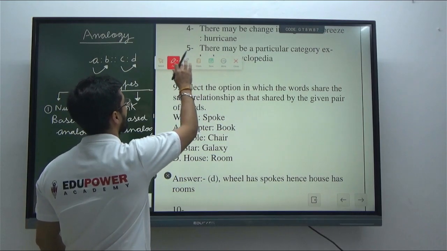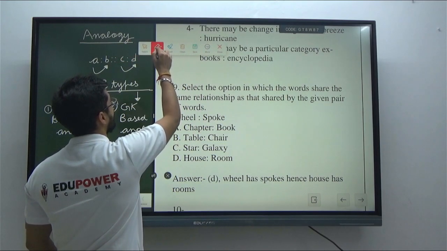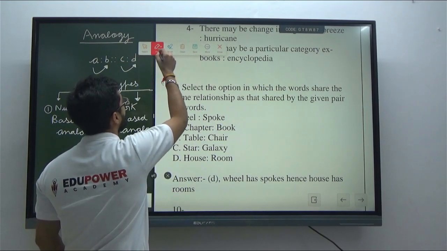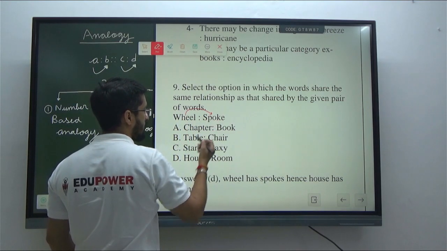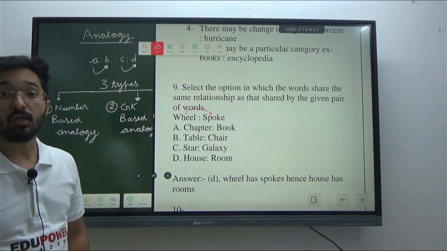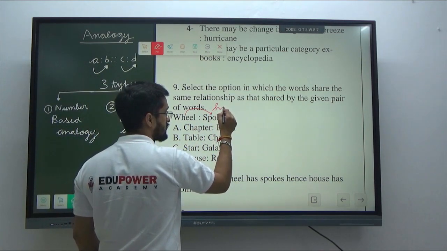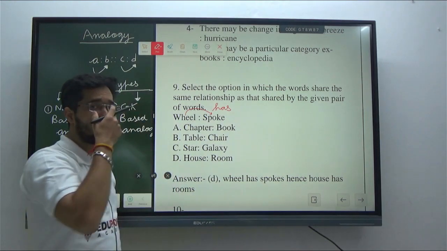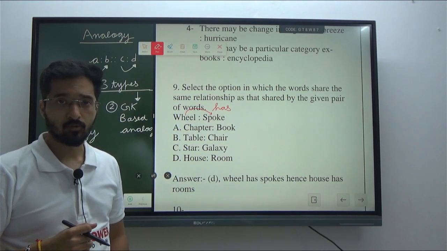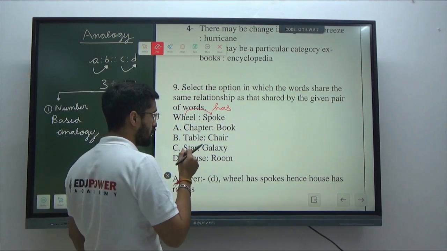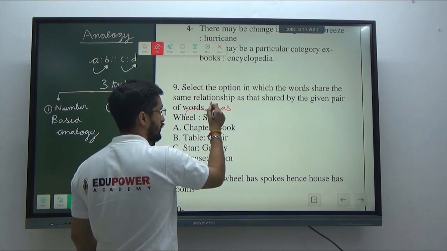For example, it is given wheel is to spoke. What relation can we draw between wheel and spoke? We can say that the wheel has spokes, right? So the relation drawn here is "has".